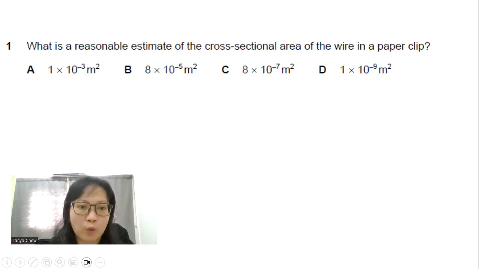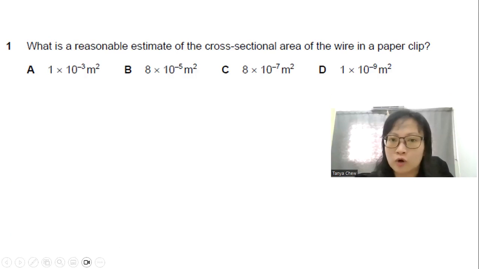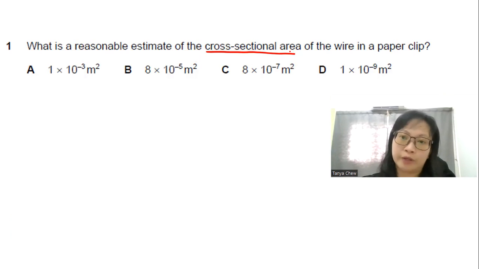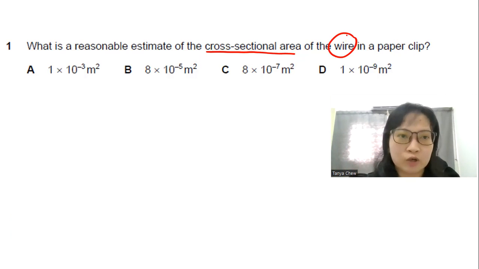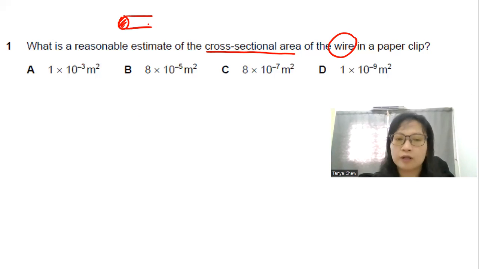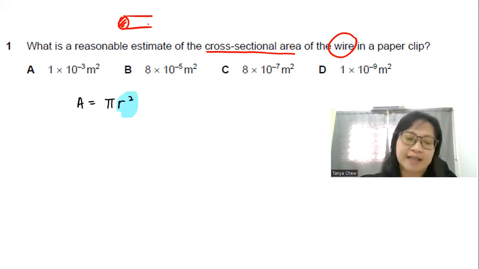So the first question: what is a reasonable estimate of the cross-sectional area of the wire in a paper clip? Now the keyword here is cross-sectional area of the wire. You have to imagine that the cross-sectional area of the wire is circular. Therefore, link to the equation of a circle, which is A equals pi r squared, where A is the cross-sectional area, pi is a constant, and r is the radius of the wire.